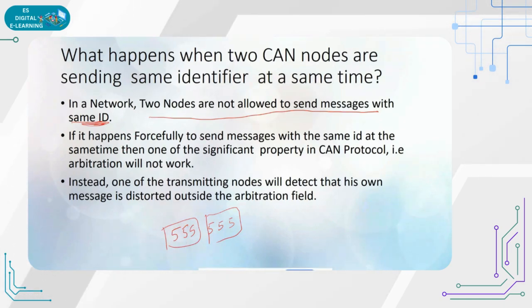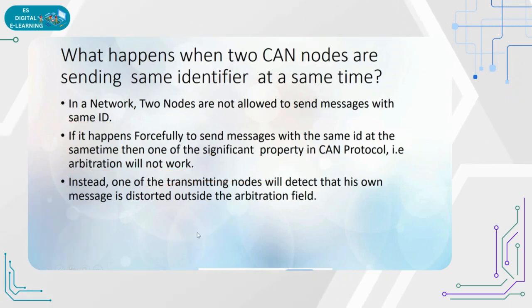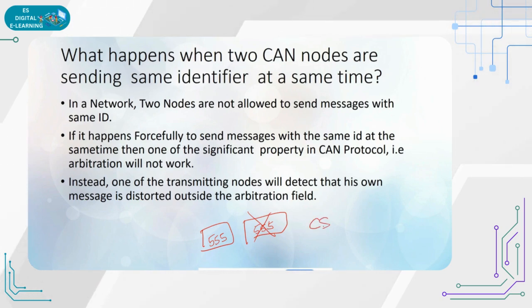If it happens that the messages are forcefully sent with the same ID at the same time, then one of the significant properties of the CAN protocol, that is arbitration, won't work. You need to give this answer. Instead of transmitting, the node with the defect has its own message discarded outside the arbitration field. Generally, arbitration won't work. So in this case, what will happen? Any one of the identifiers will be discarded, means it will be stopped, and the other will start communication. So it will follow the CSMA method.